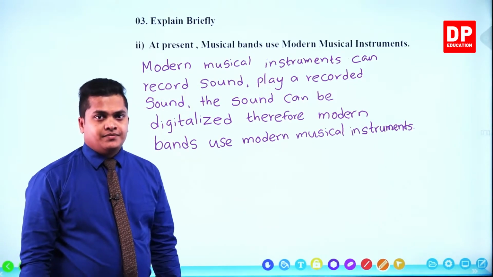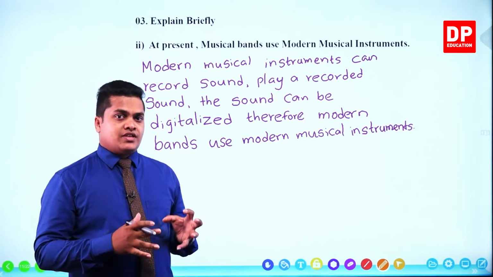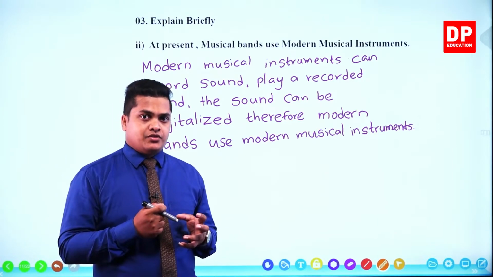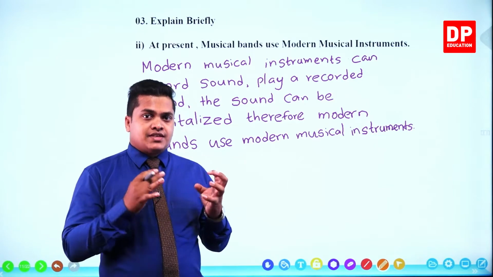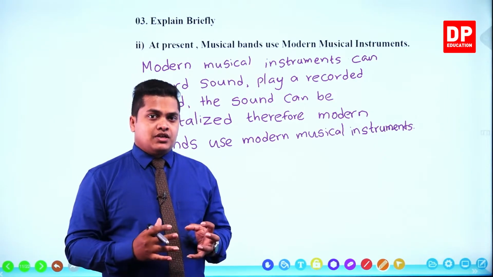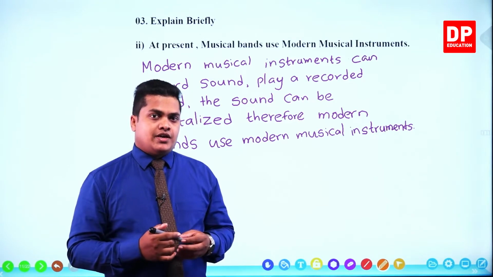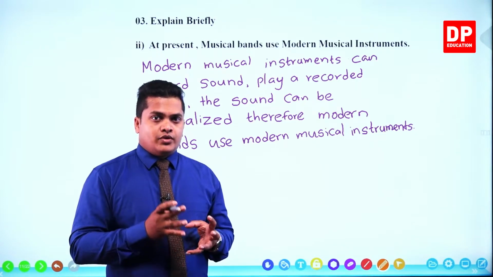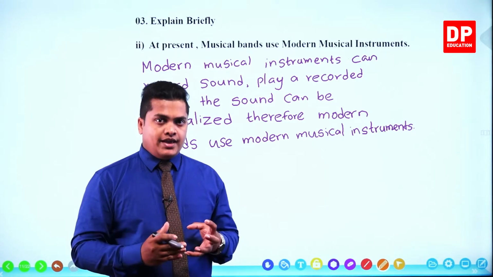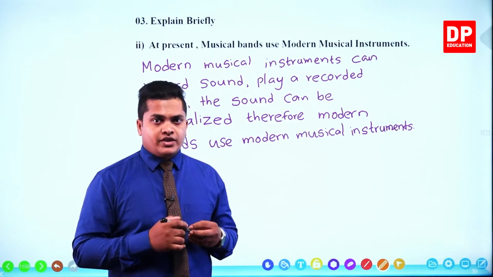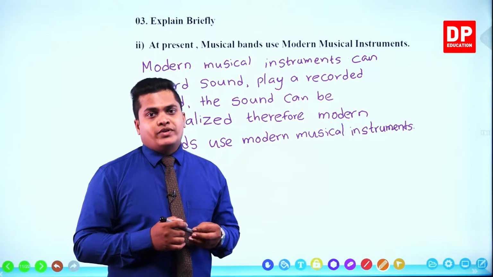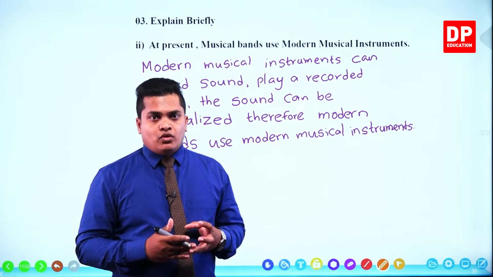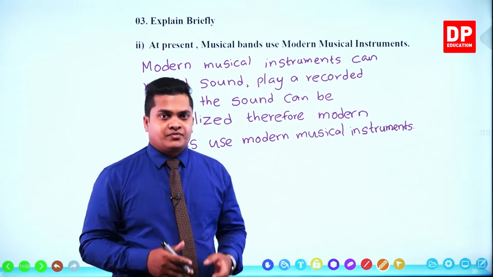So this is my answer. Modern musical instruments can be digitalized. It means that we can connect it to an electric source and give the sound which is going to be emitted by the musical instrument through a speaker to a large area. And the other thing is that we can record the sounds, and also, if you want, we can play a recorded sound by using the digital instruments or modern musical instruments. So that's why modern musical instruments are more often used by bands. Right.